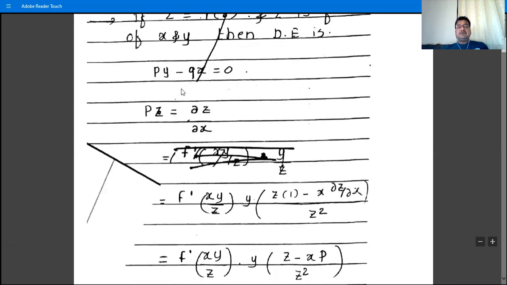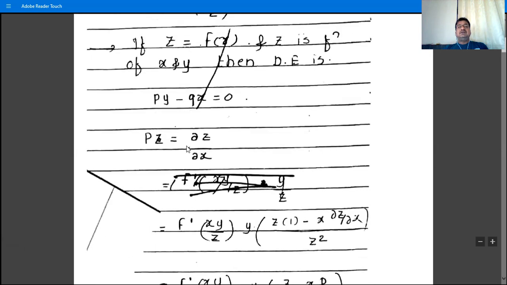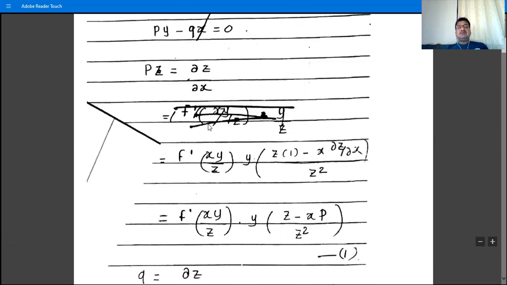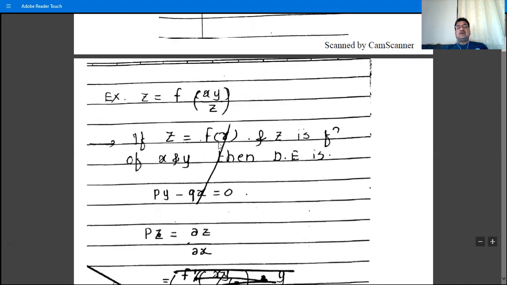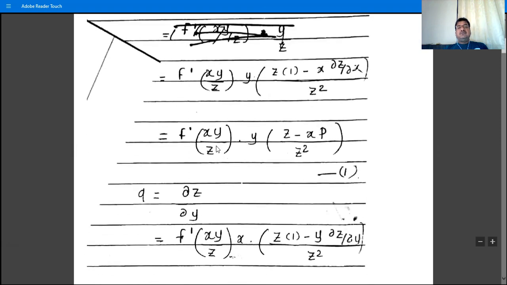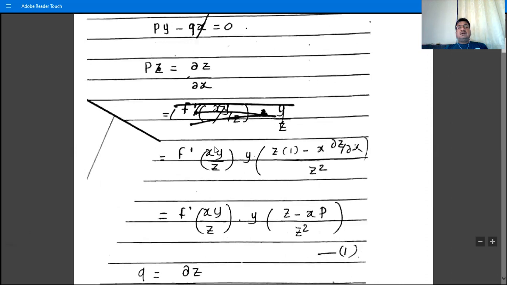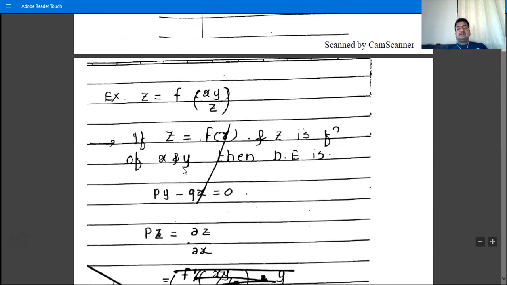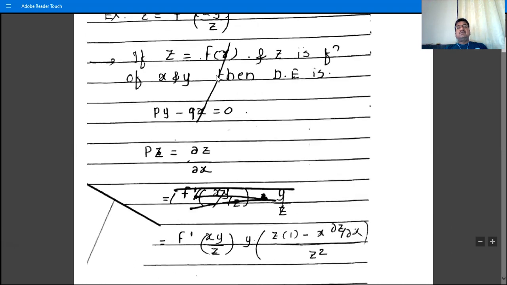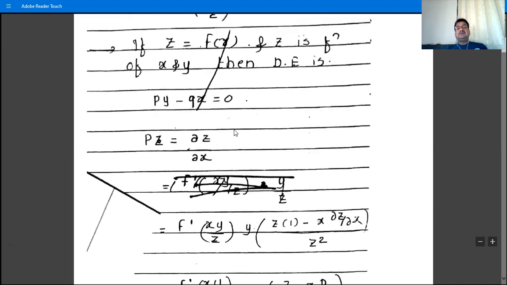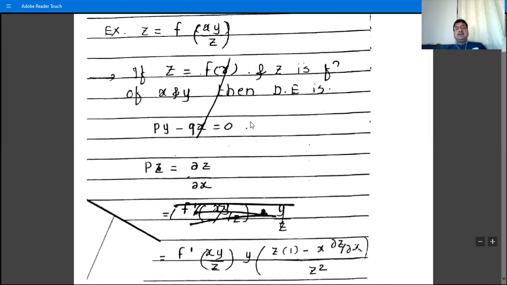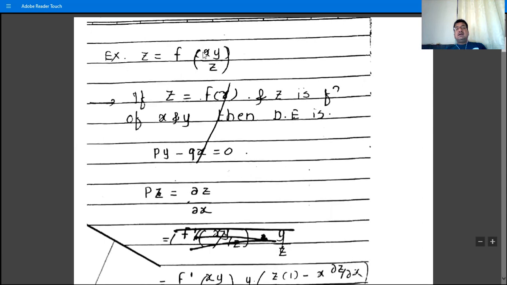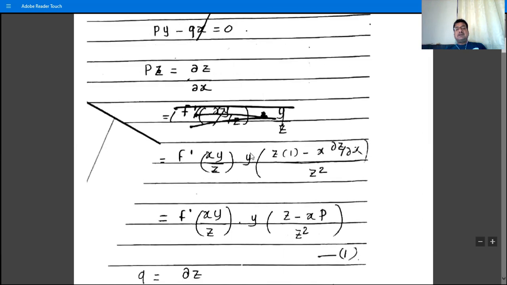So differentiate with respect to x and y. So the step is what? Differentiate this equation with respect to x and y. We have to eliminate this small f. So we have ∂z/∂x as the derivative with respect to x, ∂z/∂x, that is small p, is equal to f dash of xy divided by z, into the derivative of xy by z with respect to x.